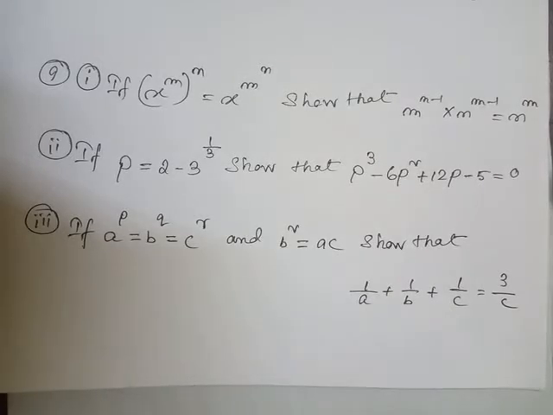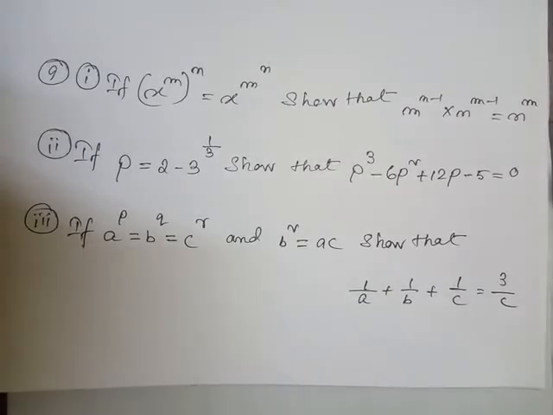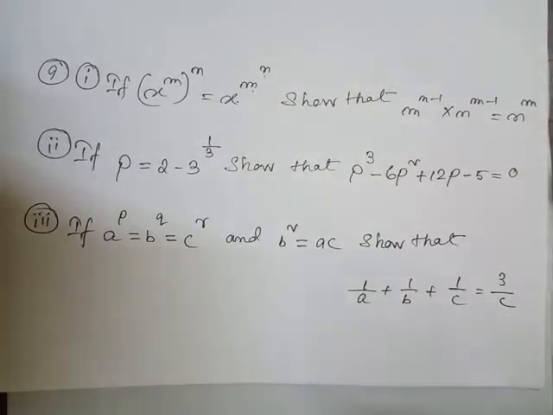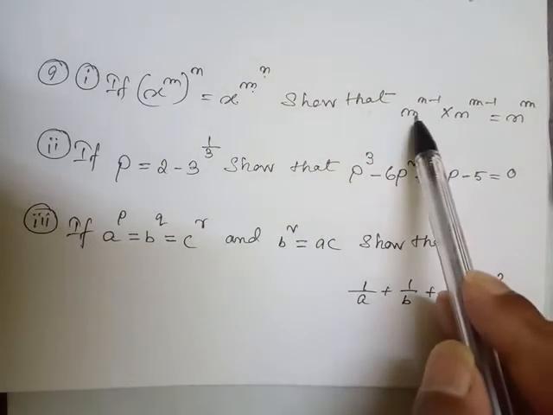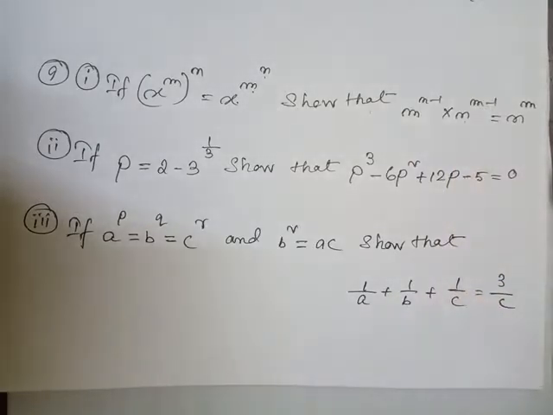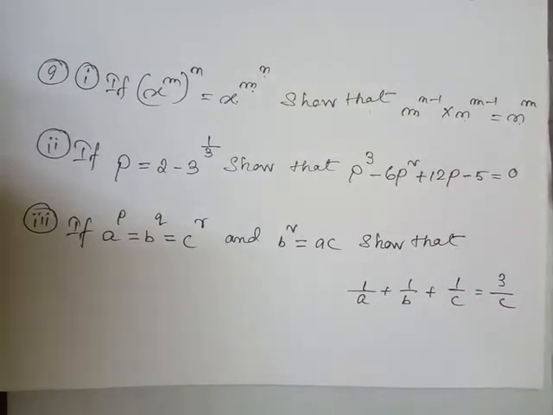Now look student, 9 Roman 1. If (x to the power m) whole to the power n equals x to the power (m to the power n), show that m to the power (n minus 1) into n to the power (m minus 1) equals n to the power m. We have to show this one. Now this sum is also important. Now let's have a look how to solve this one.